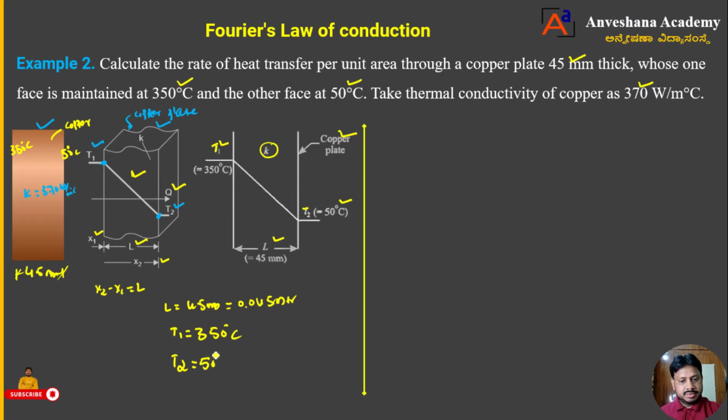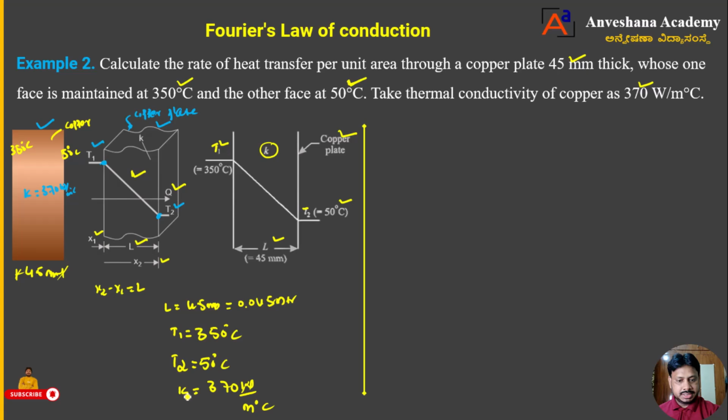He has given 50 degrees Celsius. Then thermal conductivity, what is the notation for thermal conductivity? That is K. How much has he given? He has given 370 watt per meter degree Celsius. This is the given data, dear students.